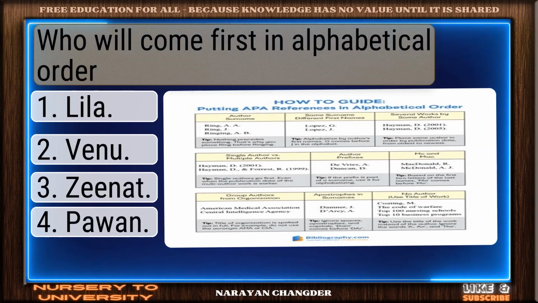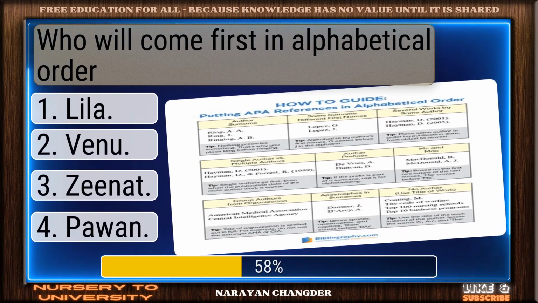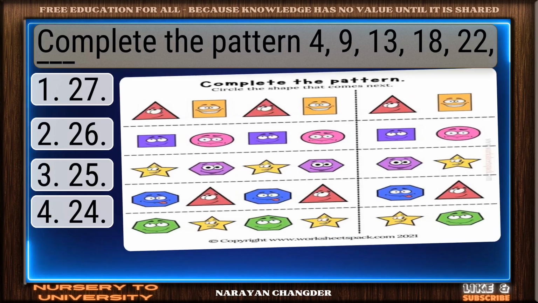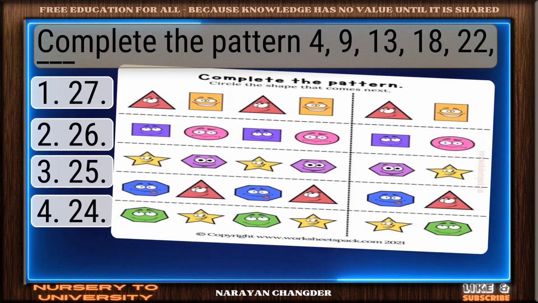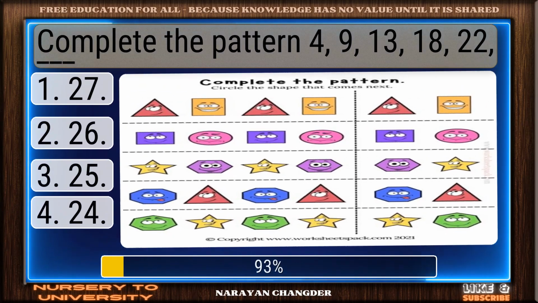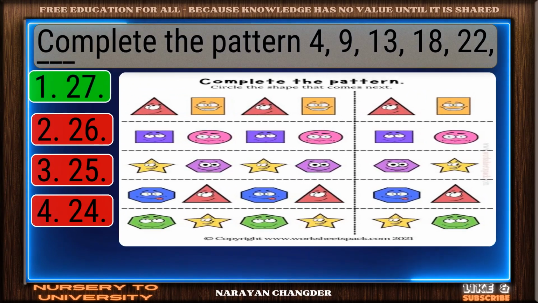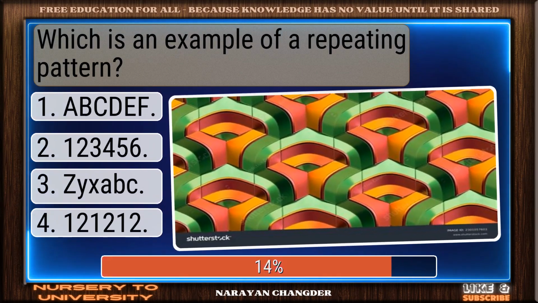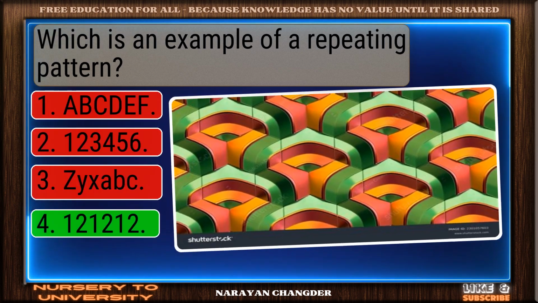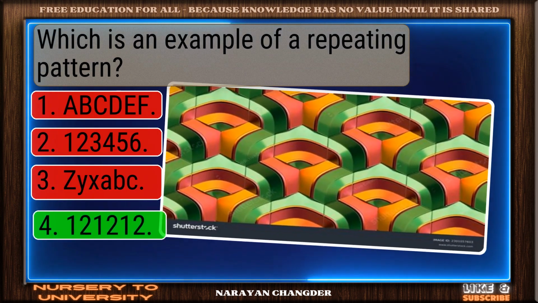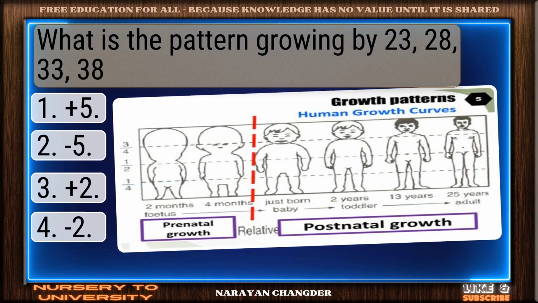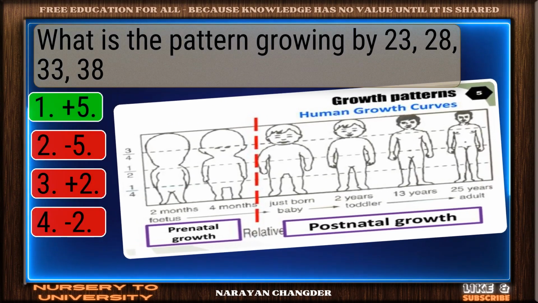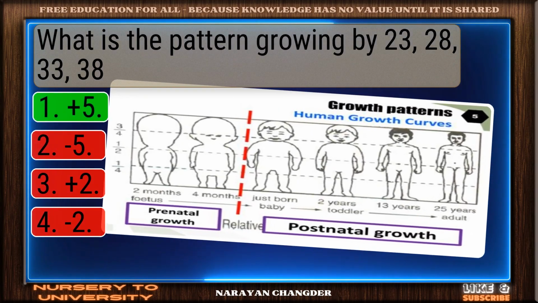Who will come first in alphabetical order? You're right. Lila is the correct answer. Complete the pattern for 9, 13, 18, 22 dash. Great job. 27 is the accurate answer, which is an example of a repeating pattern. Right again. 122, 12 is a valid answer. What is the pattern growing by 23, 28, 33, 38? Well reasoned. +5 is the correct choice.